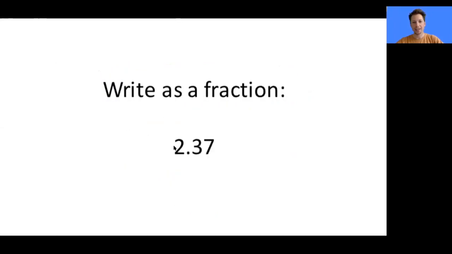Write as a fraction 2.37. Now, if you have a whole number right in front, that means that you are going to need to write a whole number, like a mixed number. So we have a big 2 right here, and 37 will be written smaller, and then you put that over 100. Remember, if there are 2 places to the right of the decimal, that means it's in the hundredths place. So your answer will look like that.